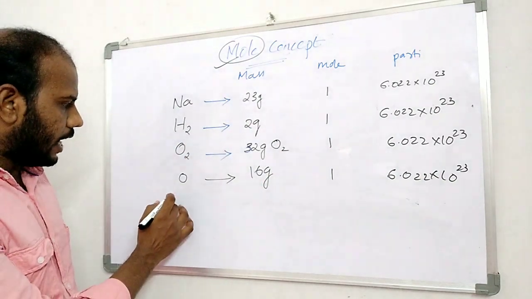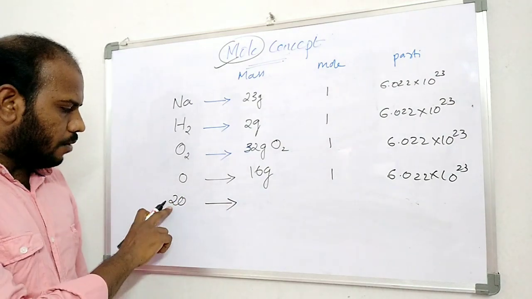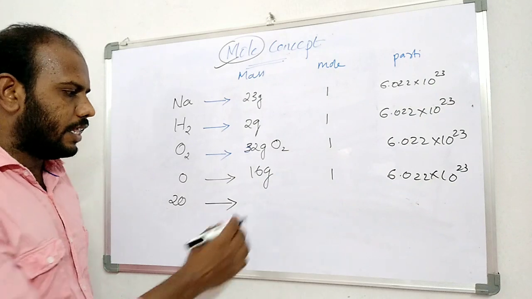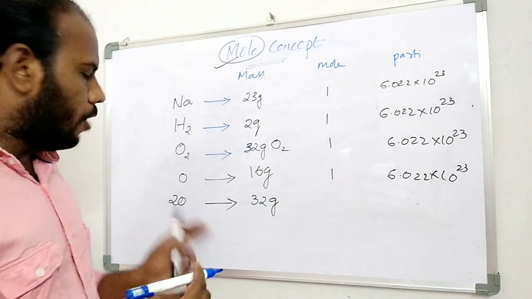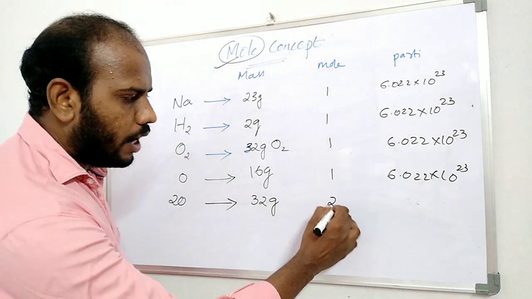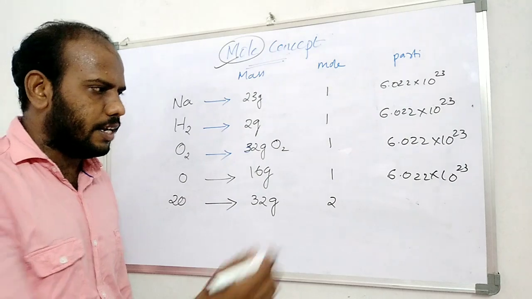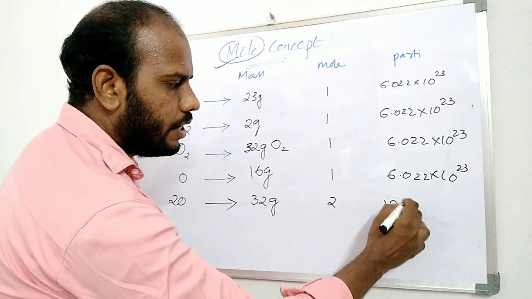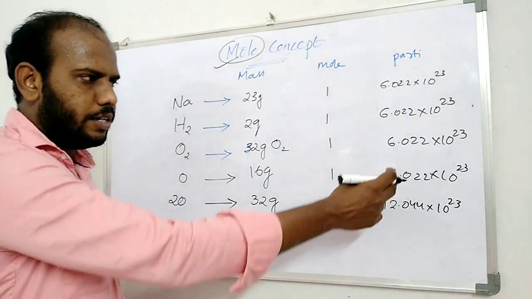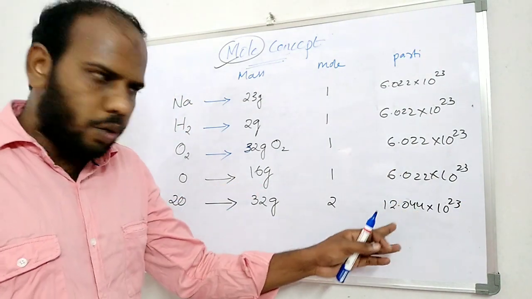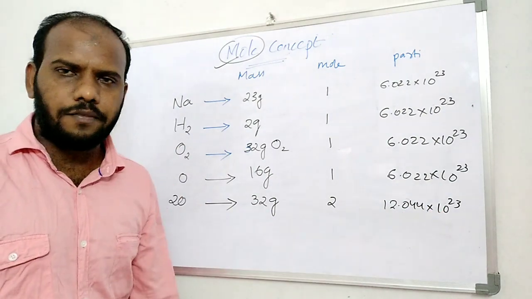So in fact, the question asked about 2O. Then what will be the answer here? How many oxygen are there? 2 oxygen are there. So it will become 32 gram. How many moles are present? 2 moles are present. Can you understand? Look at coefficient 2 there. So 2 moles are present. How many particles will there be? 12.044 into 10 to the power of 23. That means 6.02 into 10 to the power of 23 into 2, so we get 12.044 into 10 to the power of 23.